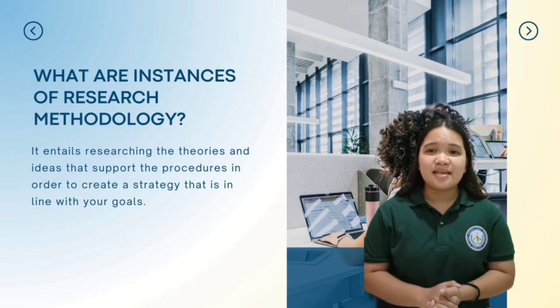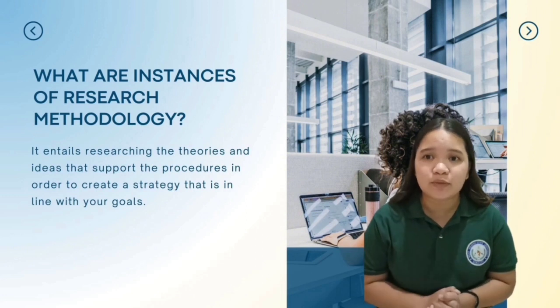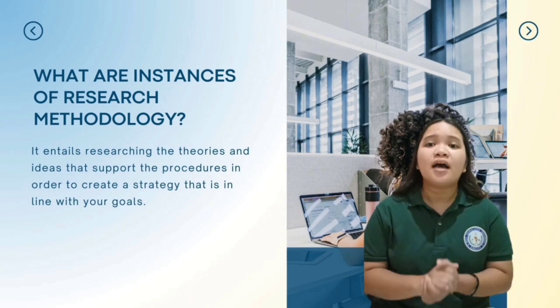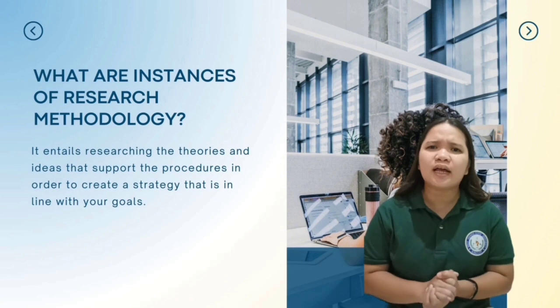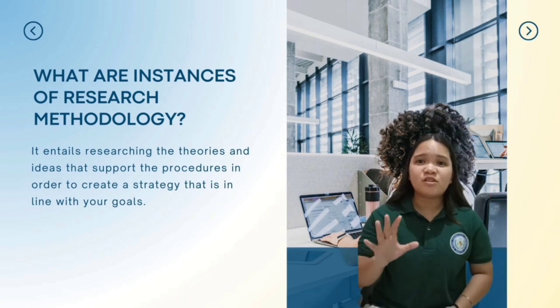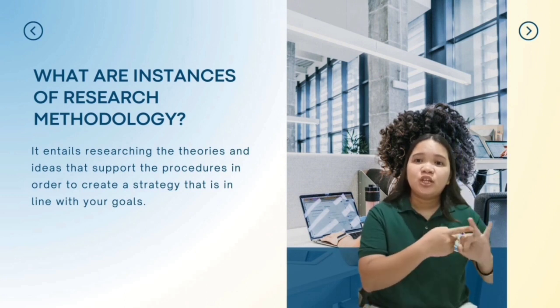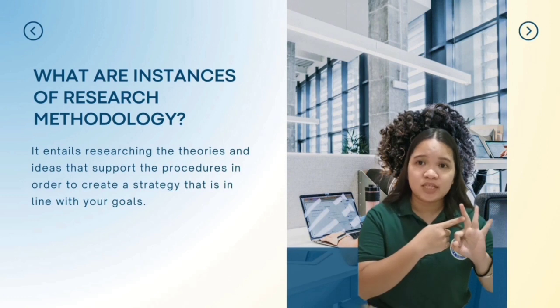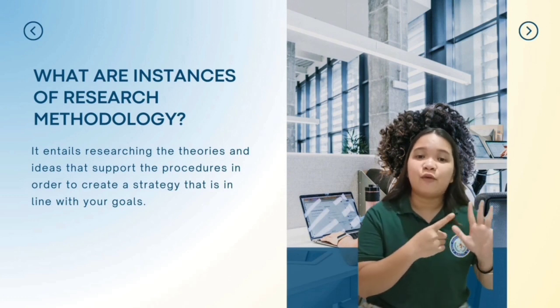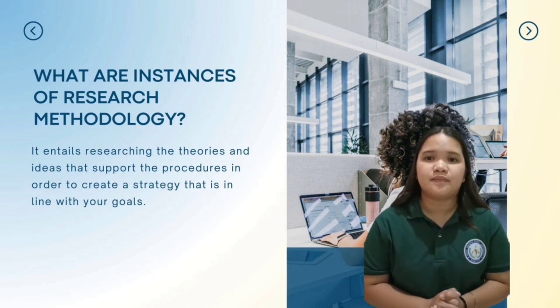What are the instances of research methodology? It entails researching the theories and ideas that support the procedures in order to create a strategy that is in line with your goals. So there are 5 examples of research. It could be surveys, observation, generating research questions, interviews, and focus groups. These examples are dependent on the type of research methodology used.